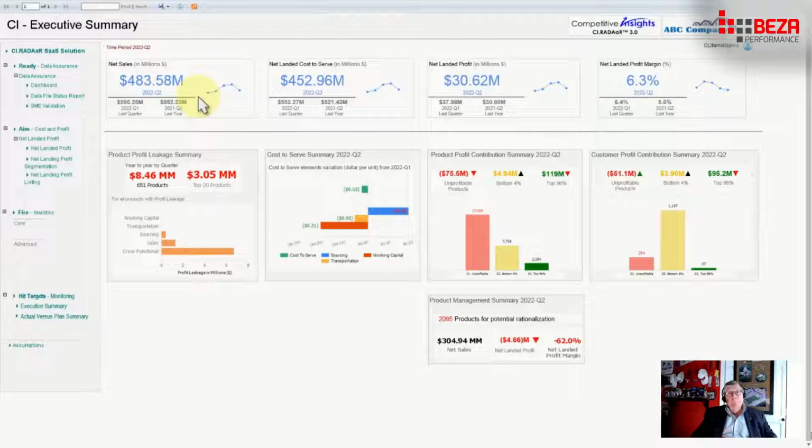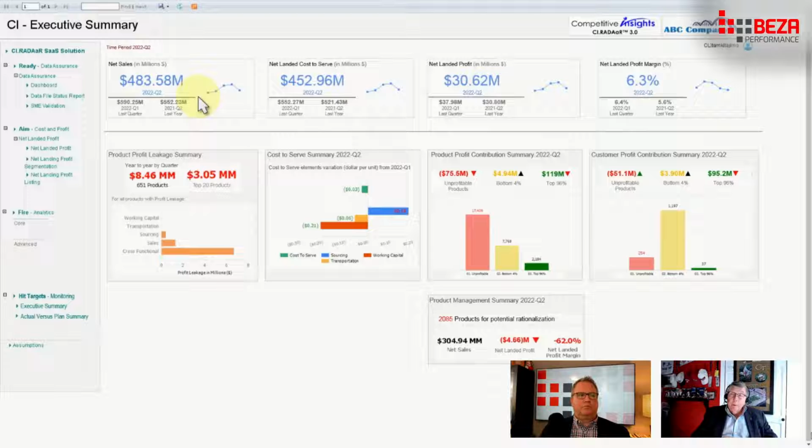And as you've heard several times, most likely your net landed profit margin is going to be considerably lower than your standard margin. And that's true for every company pretty much. Right. But you want that snapshot, if you will. Does that make sense, Marshall?